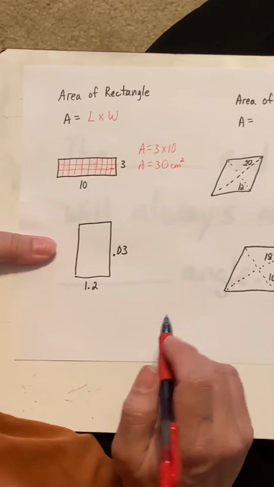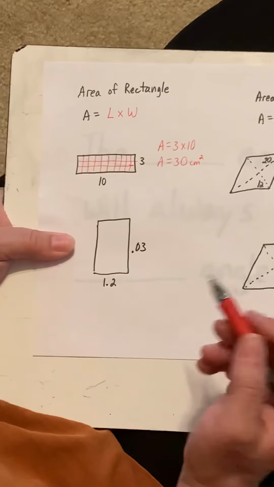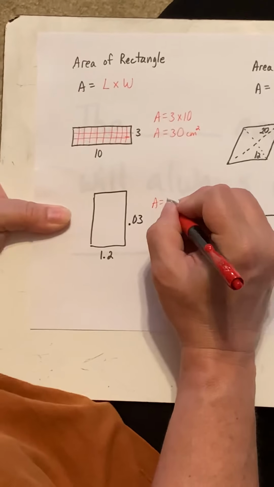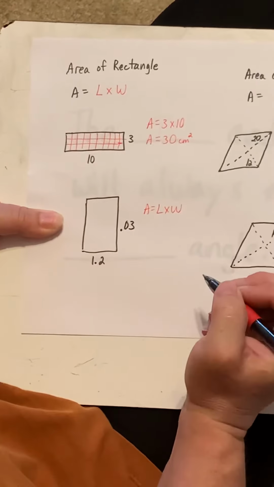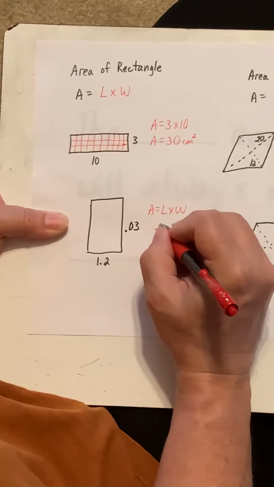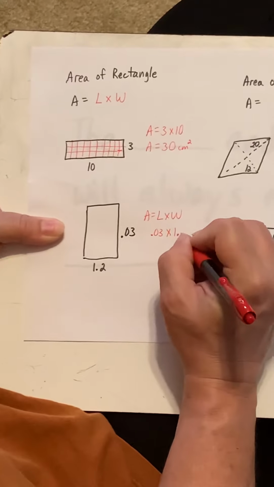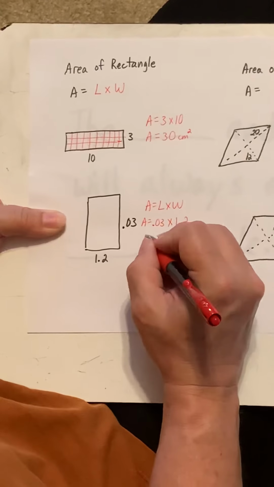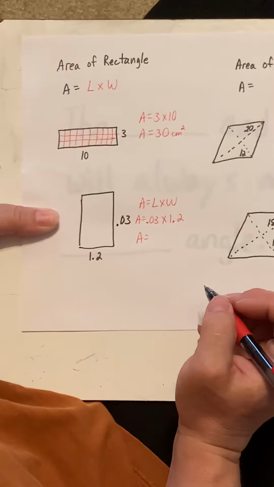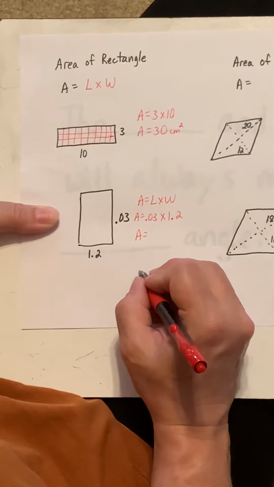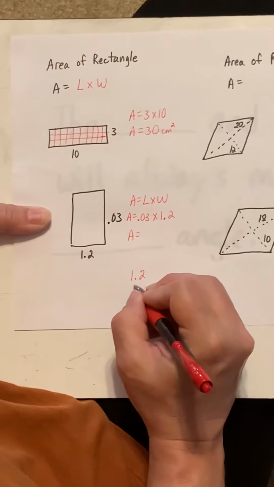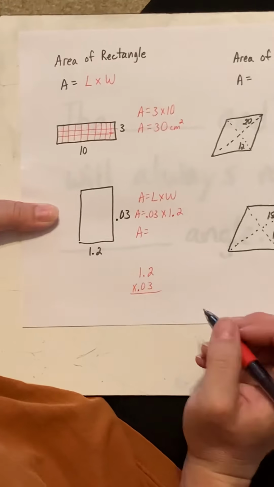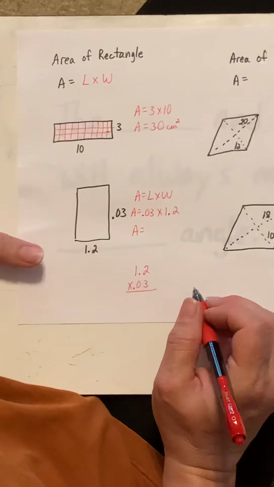All right, then we have this one here. The rules don't change just because you have a decimal. Again, we'll use our formula, which is area equals length times width. We'll plug in our length, we'll plug in our width, and then from here, we're just going to multiply through with our decimals. So remember, when you're multiplying with decimals, you don't have to line up the decimals. In fact, you kind of just forget they exist until the end.